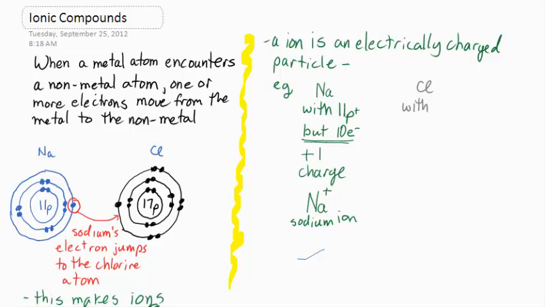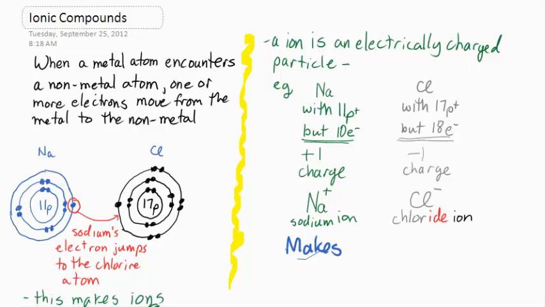That's the sodium ion. Chlorine, which begins with 17 protons but is able to grab 1 electron from sodium, ends up with 18 electrons in total. So its overall charge altogether is -1. It is a -1 ion, Cl-, and we call it not chlorine, but the chloride ion.